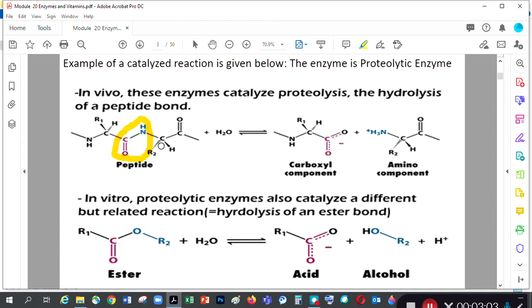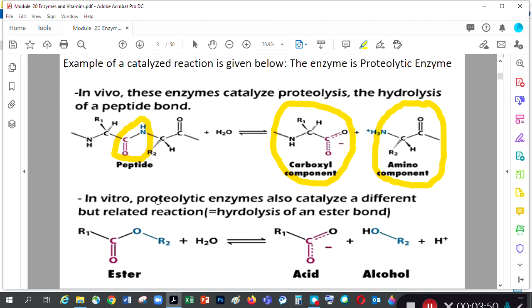Here we have two amino acids connected together, correct? Two amino acids are connected together, and the peptide bond is here. So when you add H2O, you hydrolyze the peptide and produce the carboxylate and the amino component. You have the carboxylate ion and the ammonium ion, so the amino component and the carboxyl component.